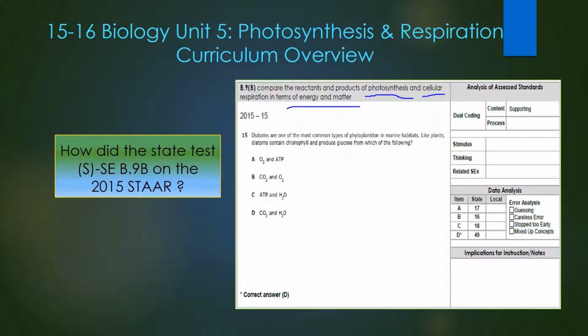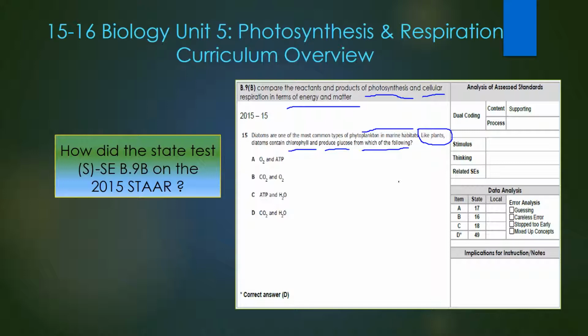So the question is, diatoms are one of the most common types of phytoplankton in marine habitats, like plants. So we know that they're photosynthetic if they're like plants. Diatoms contain chlorophyll and produce glucose from which of the following? So we need to understand where glucose is being produced. And that takes us back to understanding, okay, I need to go backwards and forward. I need to understand my products of photosynthesis and my reactants of photosynthesis.